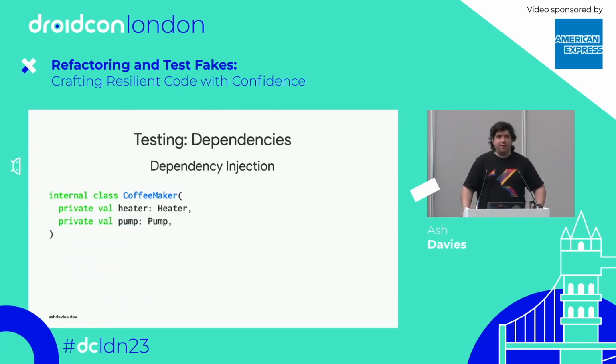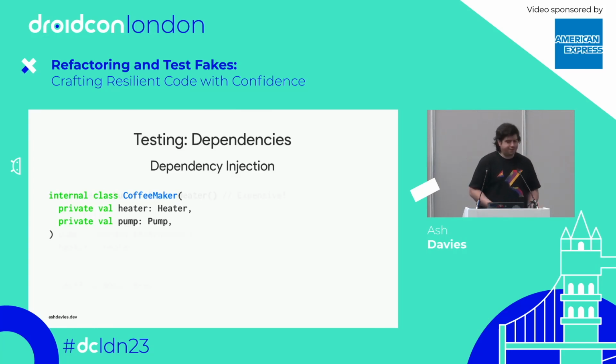Kotlin offers this nice way of dependency injection by having these dependencies in the actual constructor. And this means we can actually start with seams because we've created this logical separation between our two pieces of code, and we can start unit testing. And for some tests, we might want to respond with different dependencies.